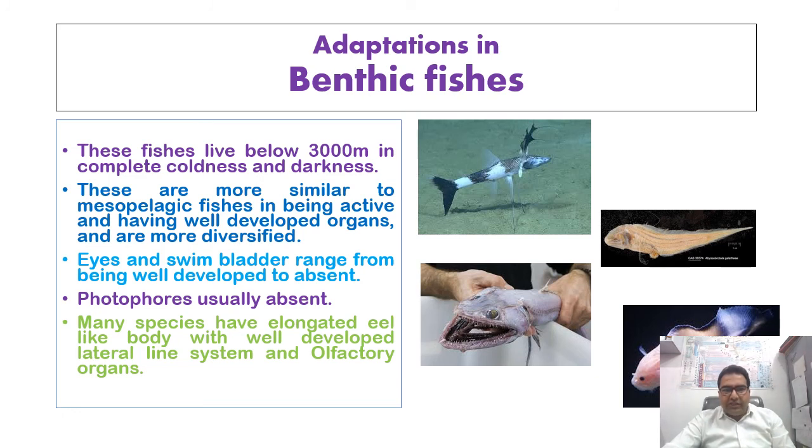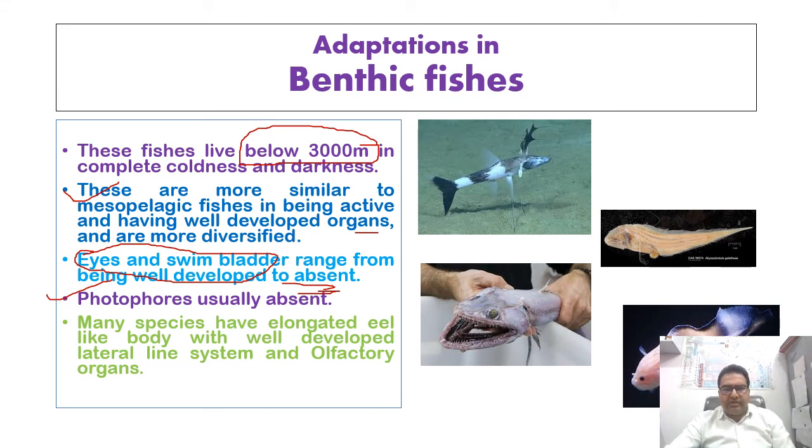Now thirdly, we shall be talking about adaptations particular to the benthic fishes. Those fishes which live below 3000 meters we call benthic fishes. There is total complete darkness. They are similar to mesopelagic fishes in being active and having well-developed organs, and they are more diversified. The eyes and swim bladder range from being well-developed to absent. Photophores are usually absent in these deeper seawater fishes.